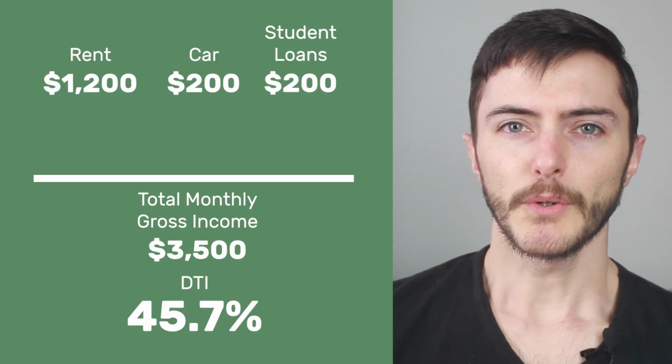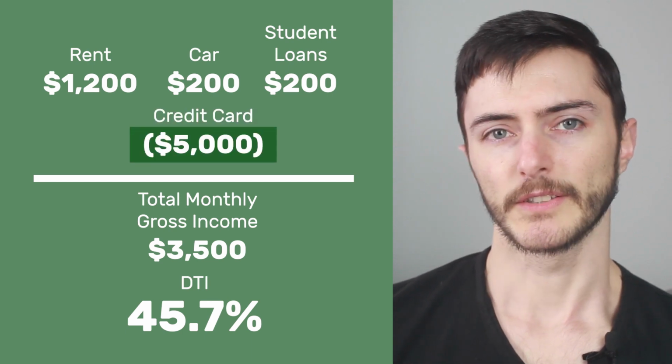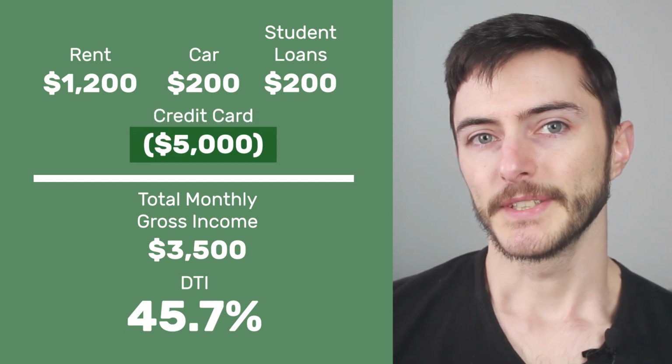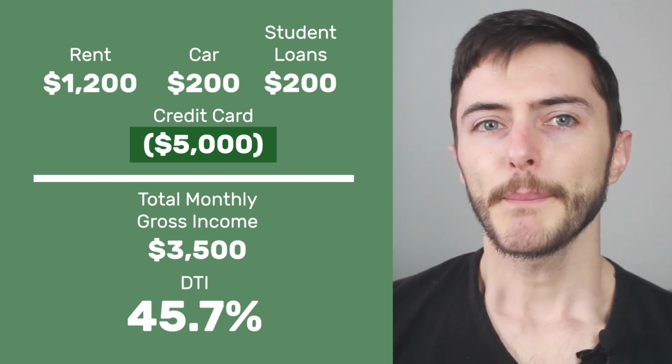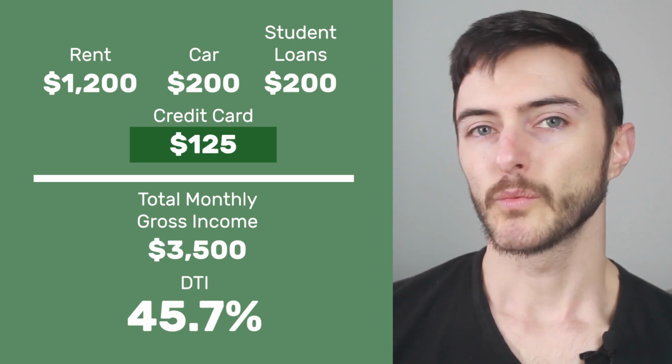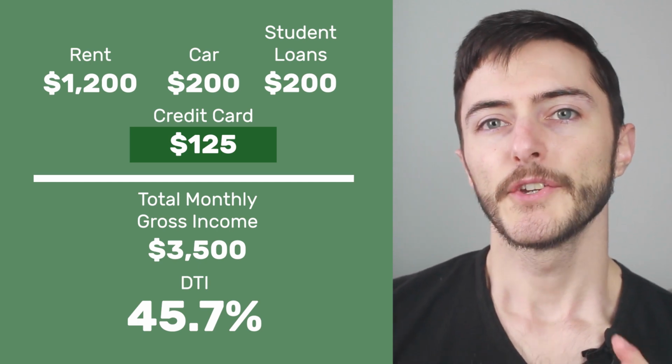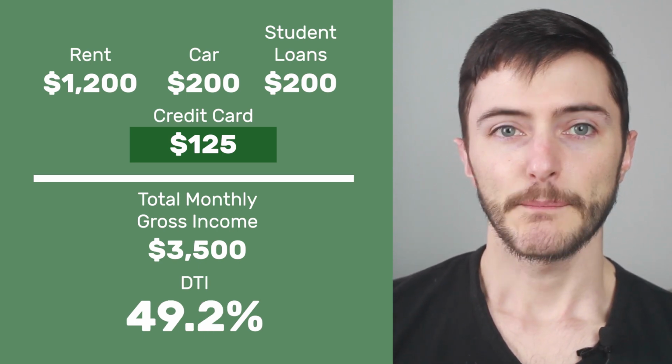But what if you have some credit card debt? Now, using the same example, let's say you have $5,000 in credit card debt. Your credit card debt's impact on your DTI is only the minimum payment, not the total. So if your minimum payment for $5,000 in debt is $125 per month, your new DTI is now 49.2%.